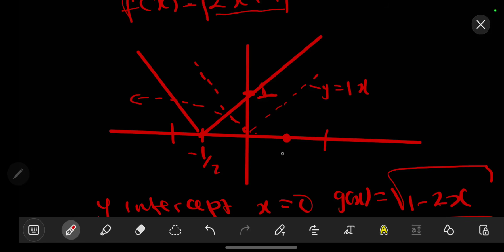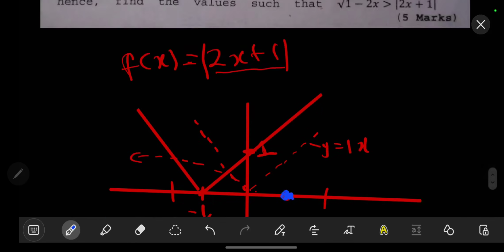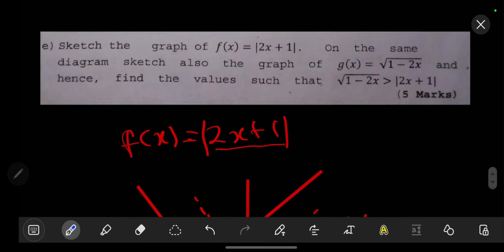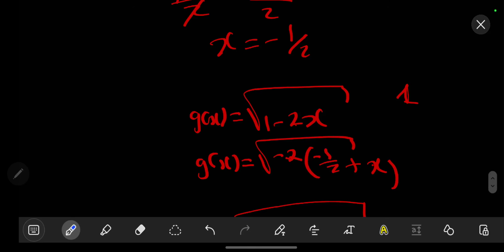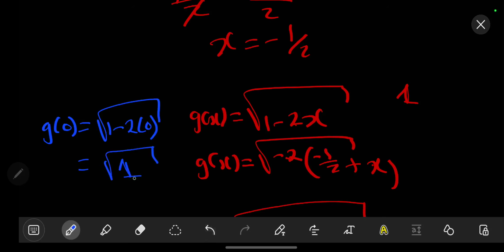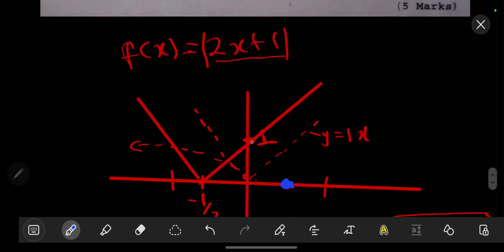Then we are going to find out where the equation passes. So for g of x equal to this, all we have to do is find the y-intercept when x is equal to 0. So g of 0 should be equal to the root of 1 minus 2 times 0. So we are going to have the square root of 1 like that. So the square root of 1, we are going to take positive 1. So it will pass at the same point like that. So it will be something like this.